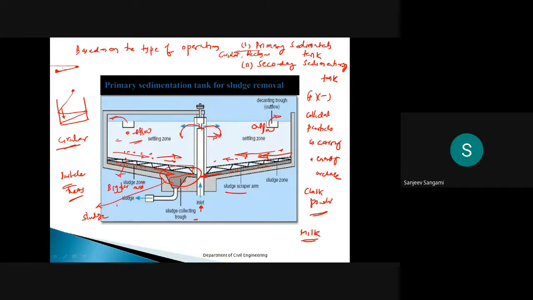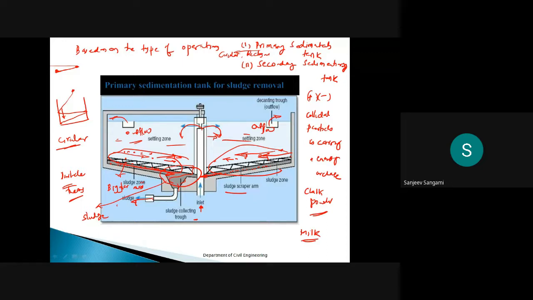Then again, according to this primary sedimentation tank, you have the settling zone here. This one we can call the settling zone, and this one we can call the sludge zone. Whatever is there, we call it the sludge zone, and this one is the sludge collecting trough. Sludge can be removed from this area.